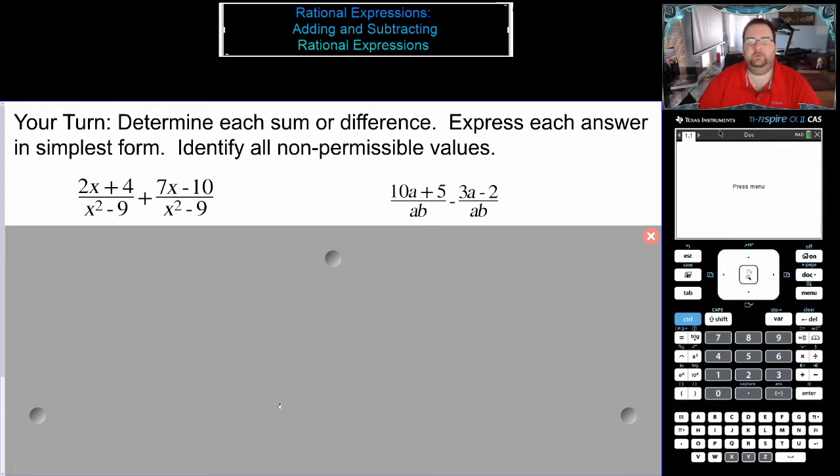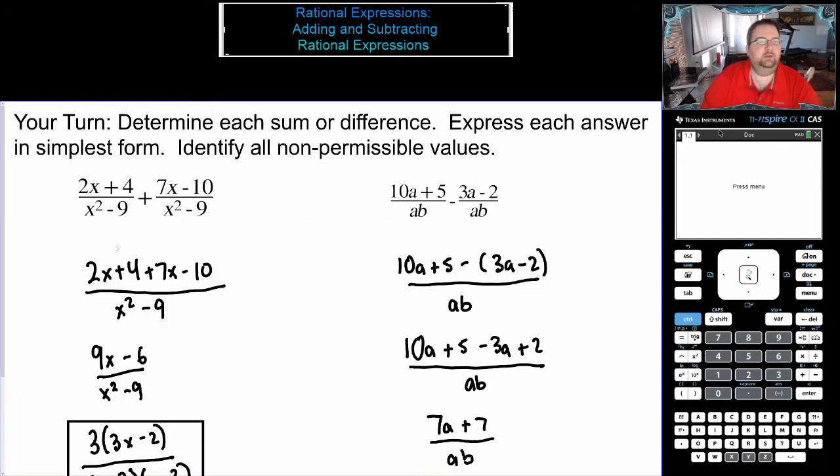For those of you on YouTube, welcome back. We are going to go over the solutions for you. So this first one here, we started off by just combining the tops. So 2x plus 4 plus 7x minus 10 on the top, and all of it over x squared minus 9. Then we combine like terms. So 2x plus 7x is your 9x, and 4 minus 10 is negative 6.